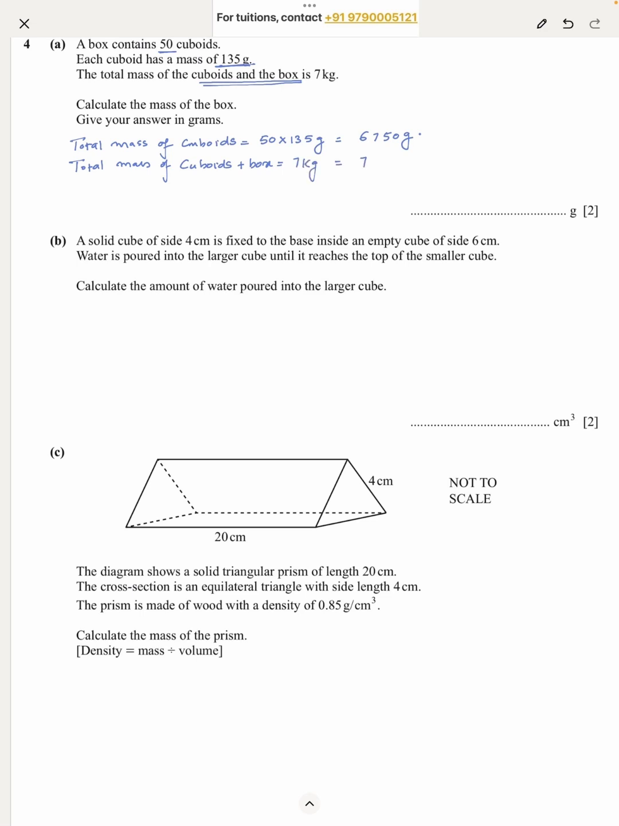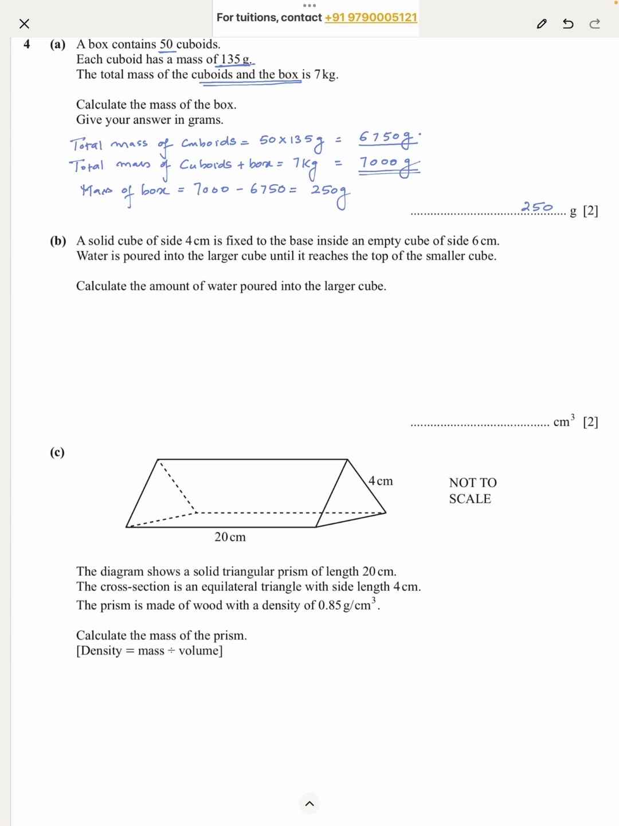Let me convert this into grams for the convenience. Now if we get the difference of this, 7000 gram is for cuboid plus box and 6750 is only cuboids. So if we subtract that, mass of box will be 7000 minus 6750, which is equal to 250. So 250 grams is the mass of the box alone.